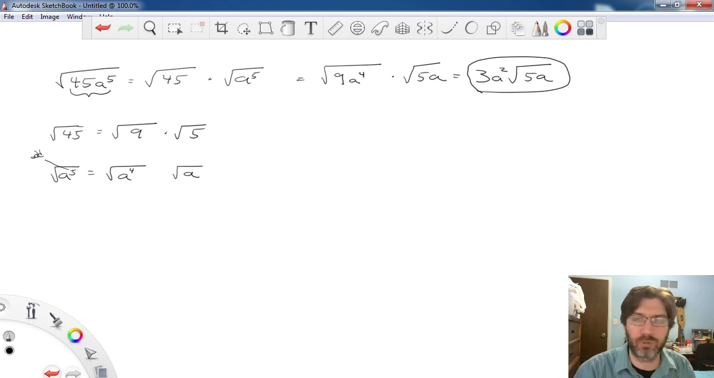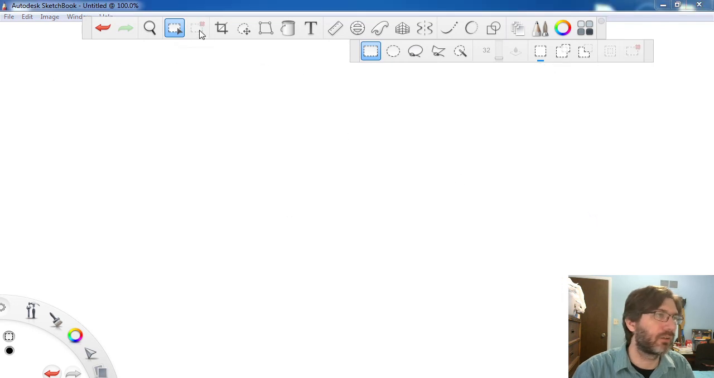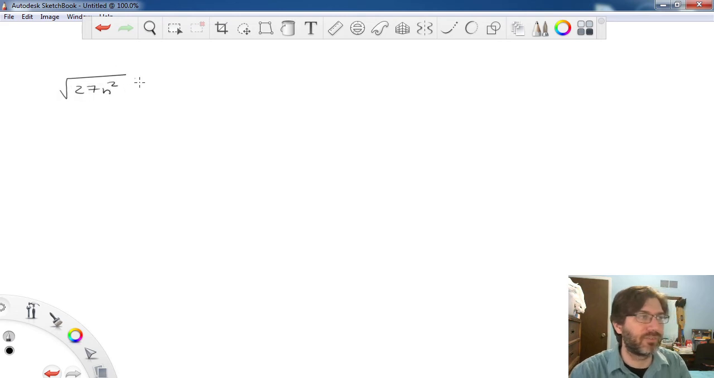We can do a couple more with variables, but again, you're just looking to get the number part the same as before. For the variable part, if it's even, you can keep it like the next one: the square root of 27 times n squared. If it's even, we can throw it all to the perfect square factor, or we throw all but one of it to the perfect square factor if it's odd, so that we can't take the perfect square of it. So the variables are actually pretty easy to deal with.